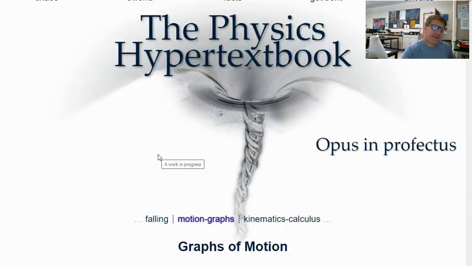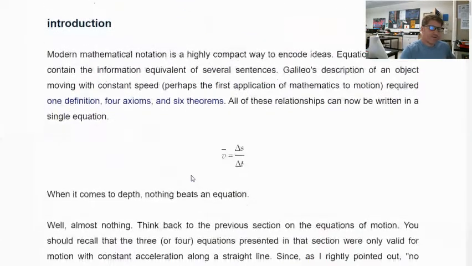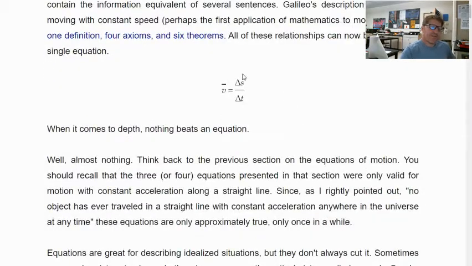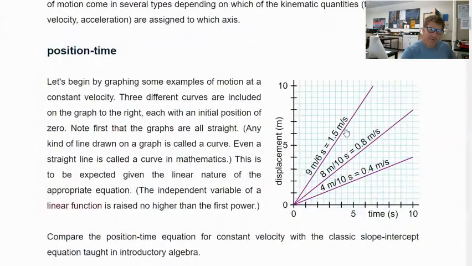This is the physics hypertext book. It kind of increases the level of math as you go, but you're going to do the reading here. It's going to show you some things about formulas like for average velocity, the change in displacement over change in time. And as you go, it's going to start talking about some graphical analysis things. And so looking at the slope of the line and being able to understand how that slope tells you about the change in velocity. So the slope of a displacement versus time graph is going to be your velocity.